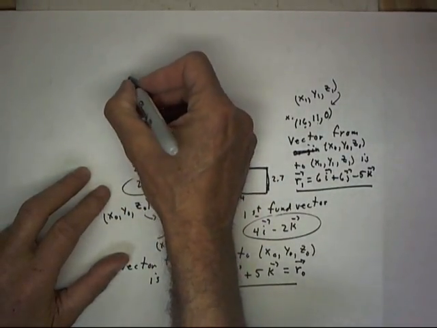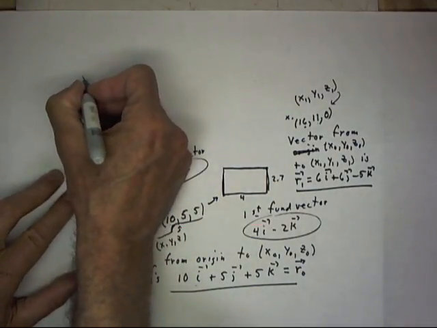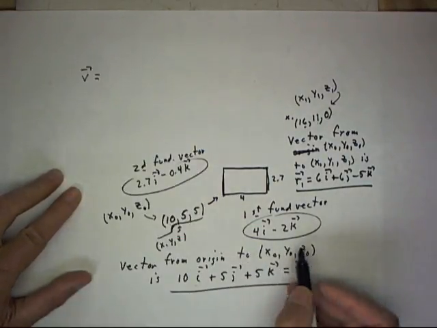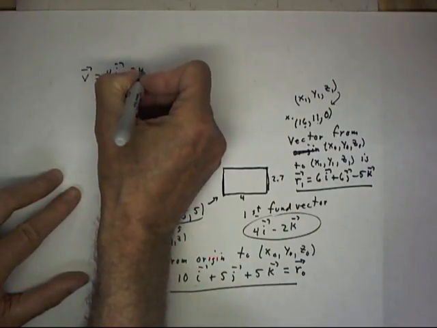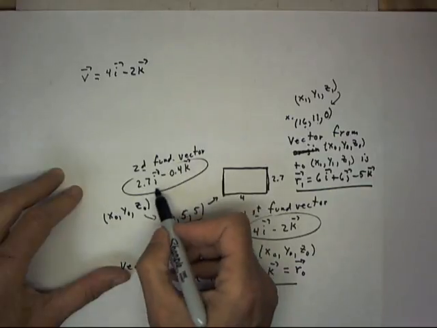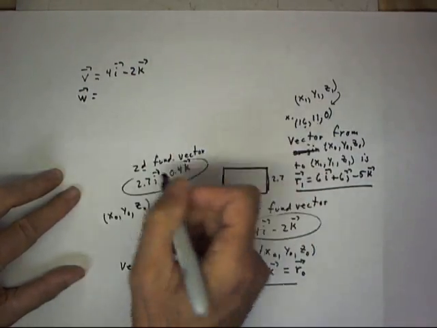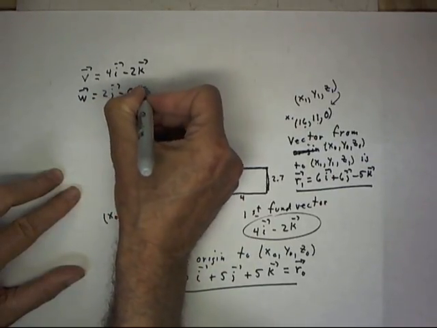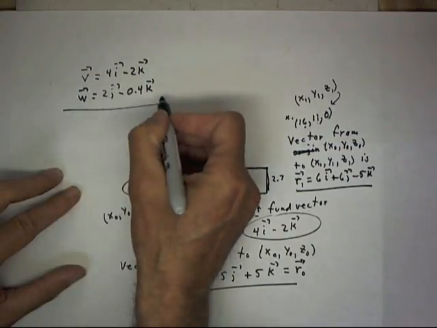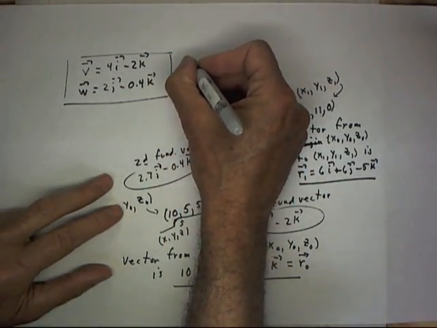Now we want to call those vectors something, so I'm going to label this first fundamental vector V, and that's again going to be our 4i minus 2k vector. And our second fundamental vector I'm going to call W equals 2j minus 0.4k. Now, among the things that we know about vectors is that, for example, we can calculate a dot product.